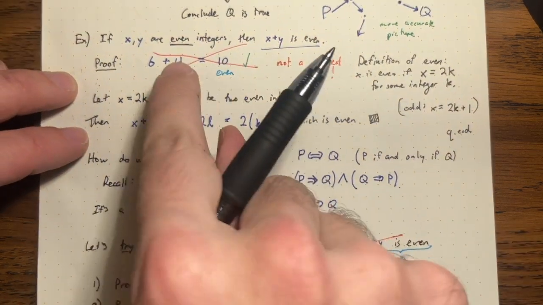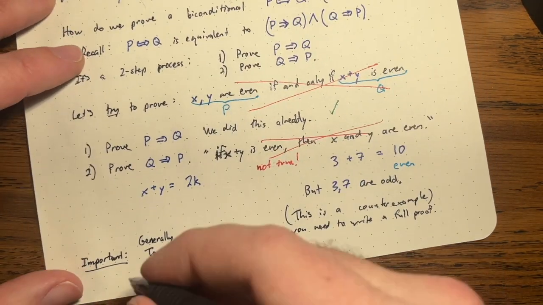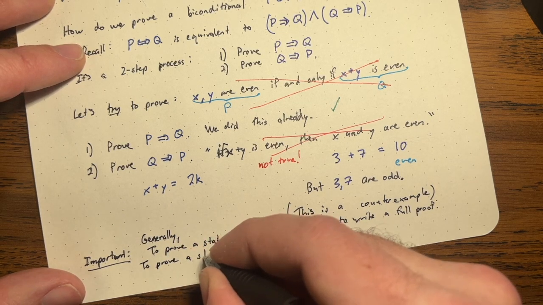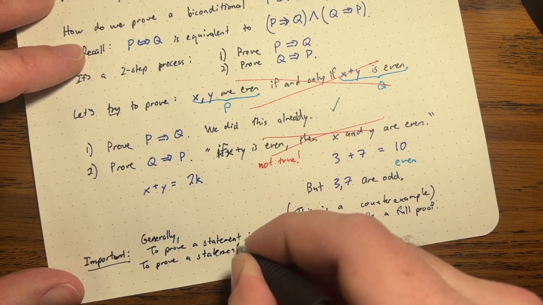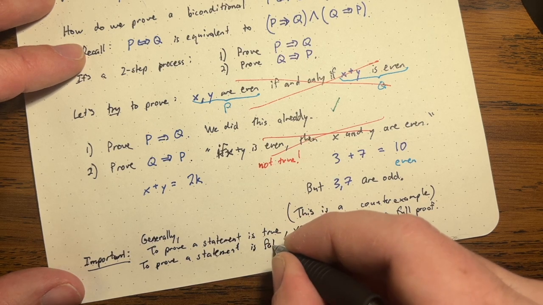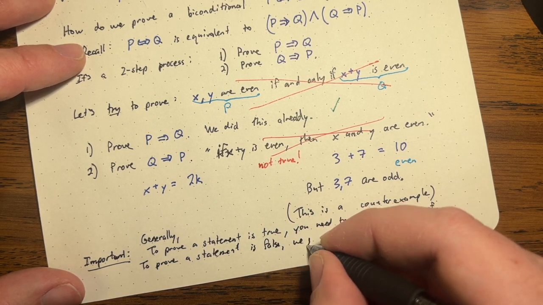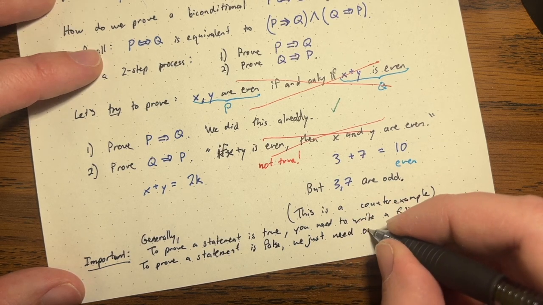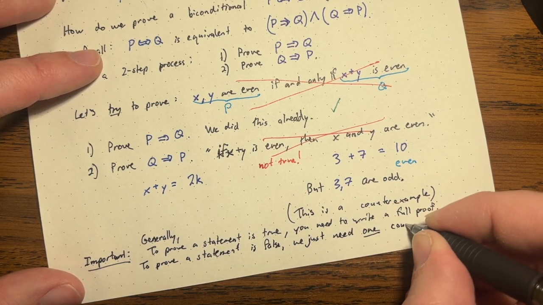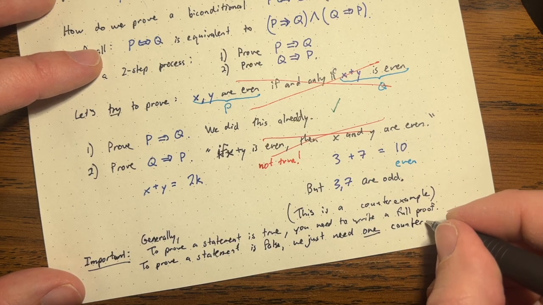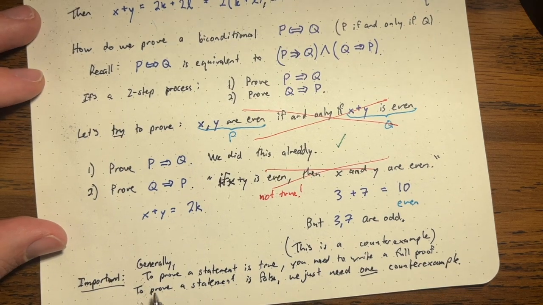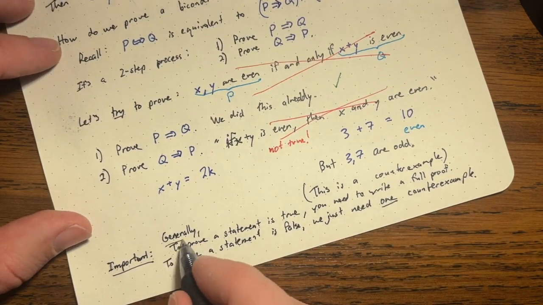So we can't just do this. We had to do it in general. But to prove a statement is false, we just need one counterexample, like here. And I just want to stress that this is not always the case. That's why I have generally here.